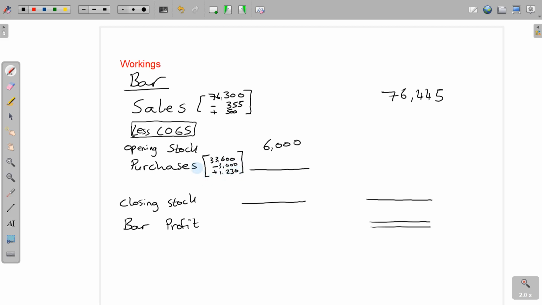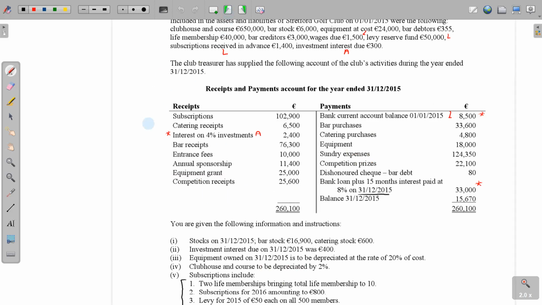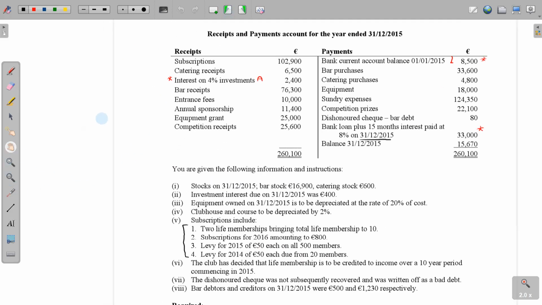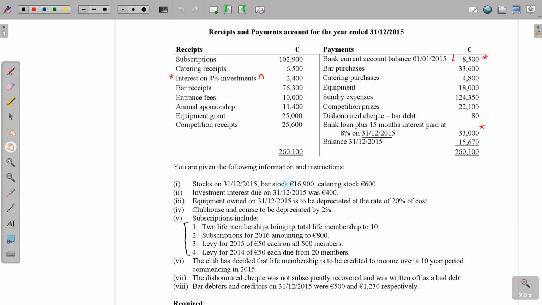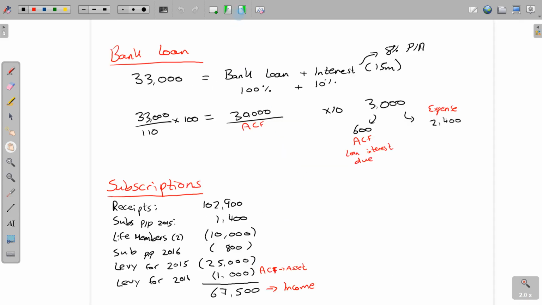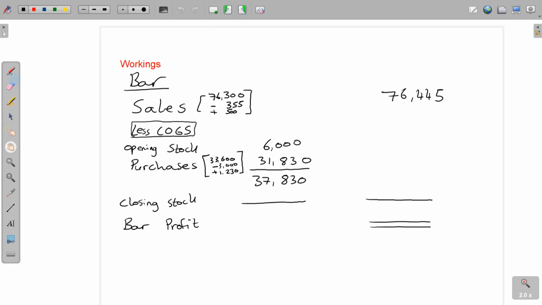1,230. So if we add all that together, we would get 31,830. If we then add them together, 37,830. Closing stock, again, if we go back, have a look, our closing stock for the bar is 16,900.